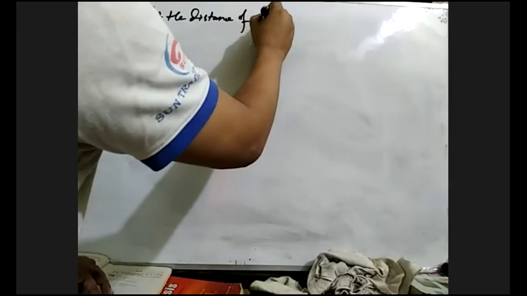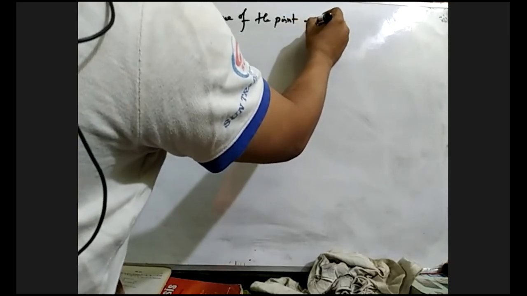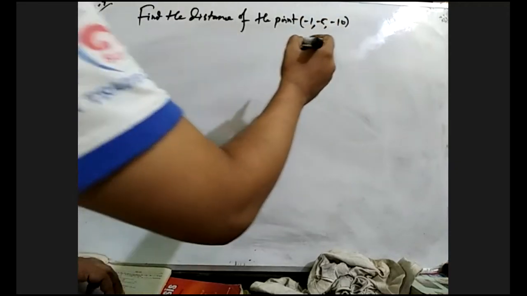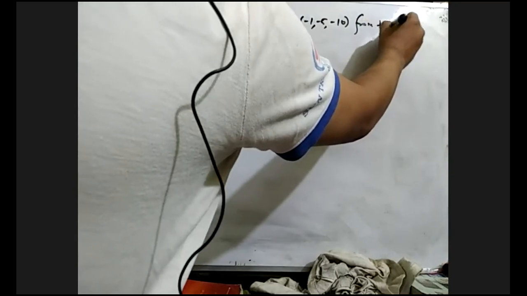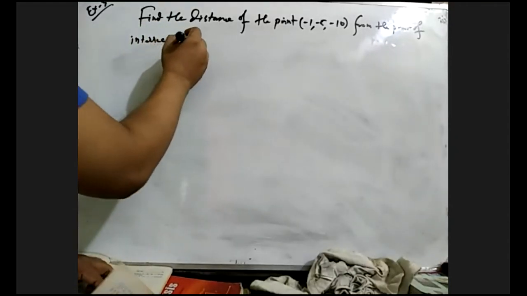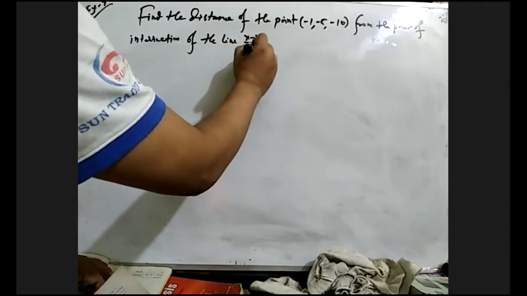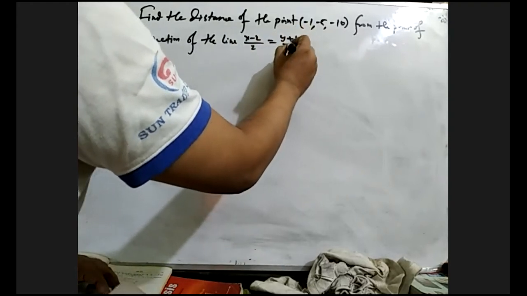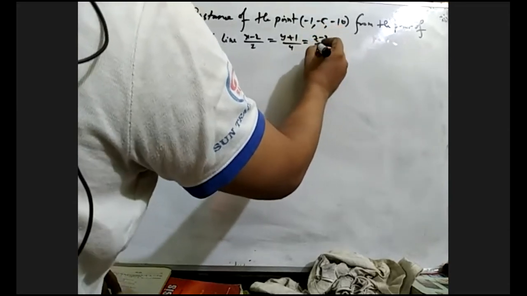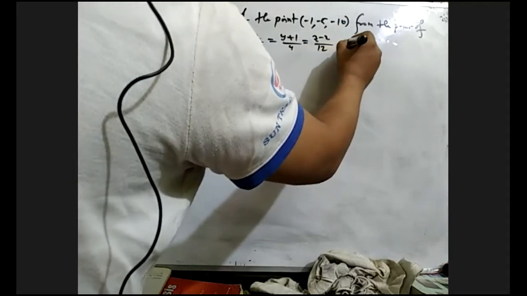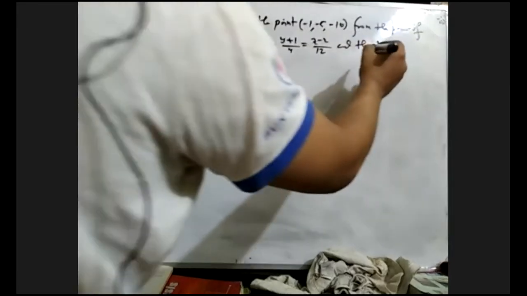Example 3. Find the distance of the point (minus 1, minus 5, minus 10) from the point of intersection of the line (x minus 2) divided by 2, (y plus 1) divided by 4, (z minus 2) divided by 12, and the plane x minus y plus z equals 5.